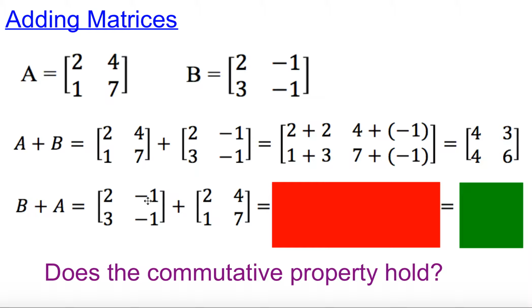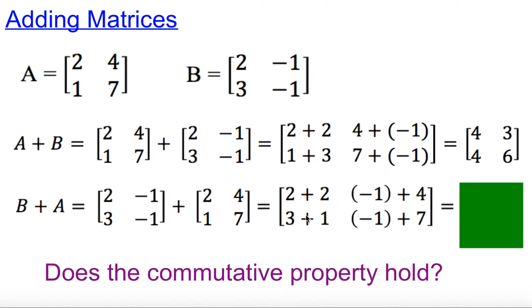So we rewrote and we have B and A, and we're going to add our like elements together. So we're going to have 2 plus 2, 3 plus 1, negative 1 plus 4, and negative 1 plus 7. If we look here, we are reversing them as we change the order. So 2 plus 2 is still 4, 3 plus 1 is still 4, negative 1 plus 4 is still 3, and negative 1 plus 7 is still 6. Because these are the two same matrices, we do know that this does hold. And so the commutative property does hold for matrix addition.